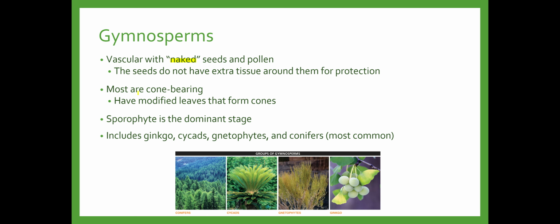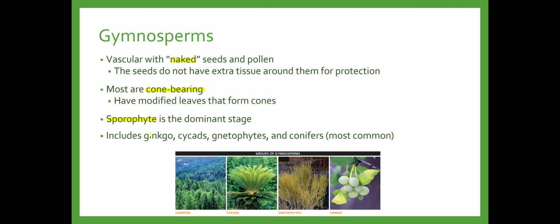Now, typically your gymnosperms are cone-bearing, which means they have leaves that form cones, and it's inside of those cones that you will find the gametophytes. You will have male cones and female cones, and that is what is producing those gametes. You do have the sporophyte being the dominant stage here. Pretty much starting with the ferns, the sporophyte is the dominant stage in all other plant groups.